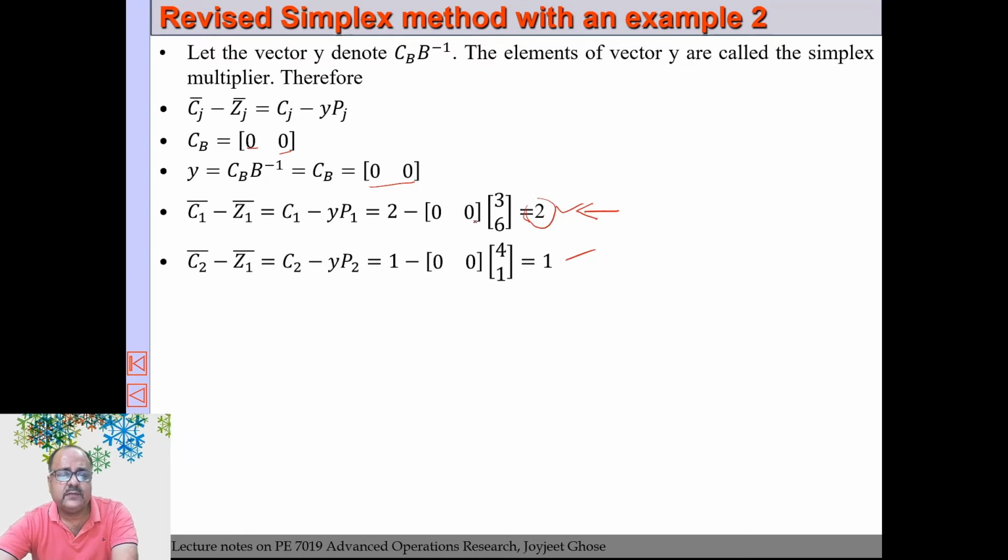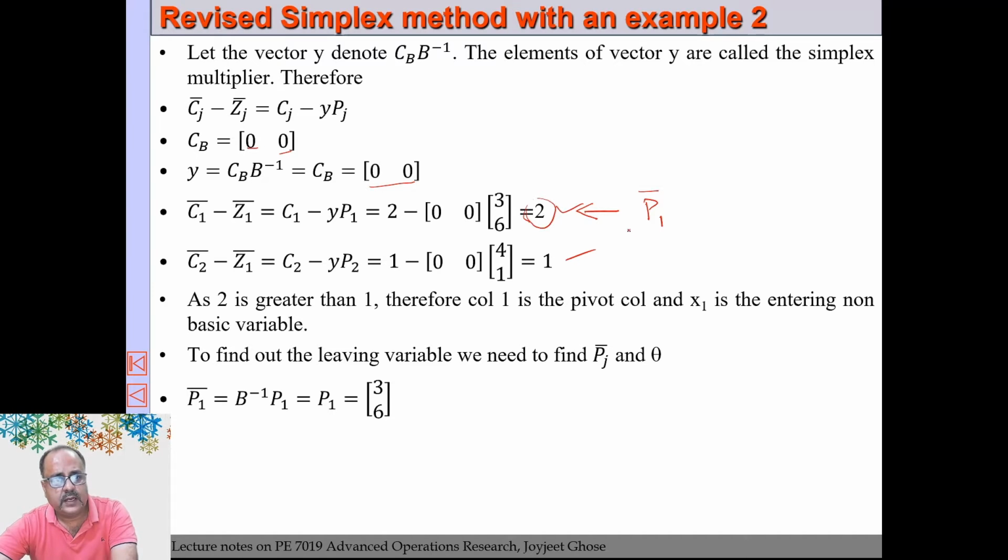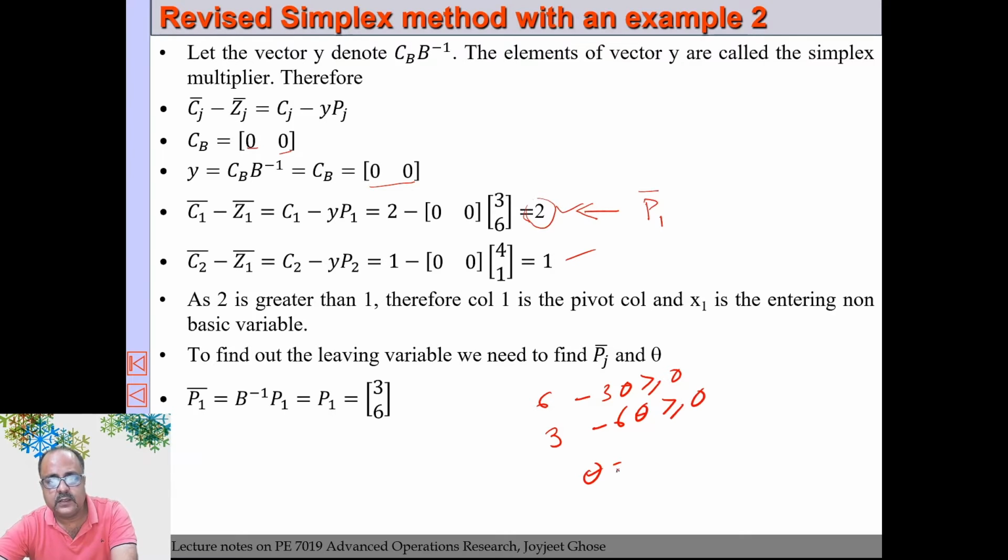It will become a basic variable, and to find out which variable will exit, we have to find P1 bar. P1 bar is equal to B inverse P1, which is 3, 6. The initial solution was 6, 3, so 6 minus 3 theta and 3 minus 6 theta must be greater than or equal to 0. This gives theta equal to 3.